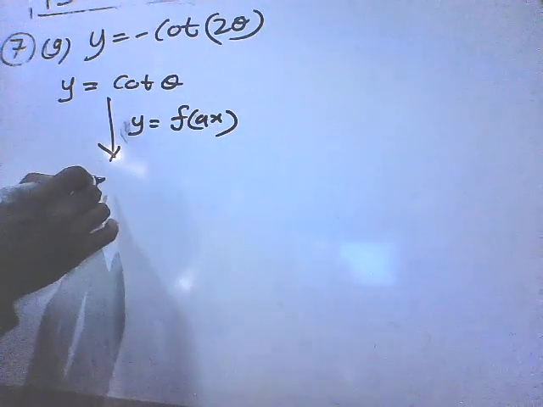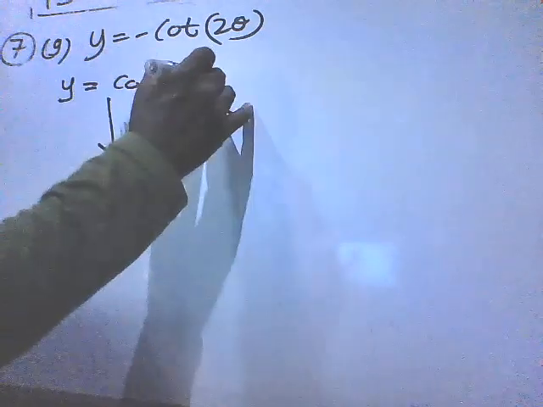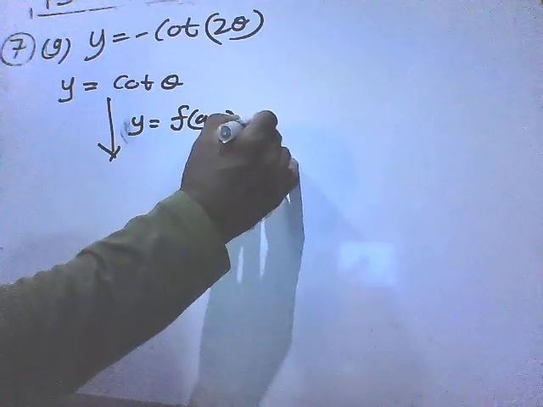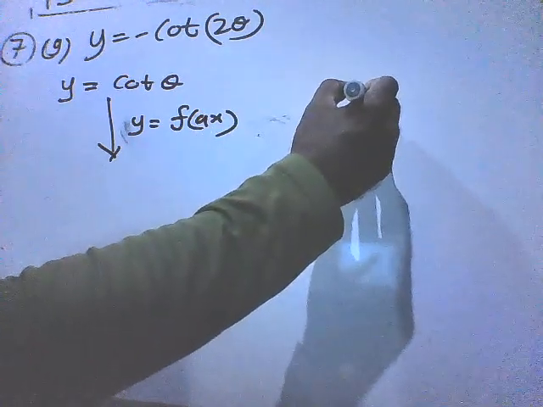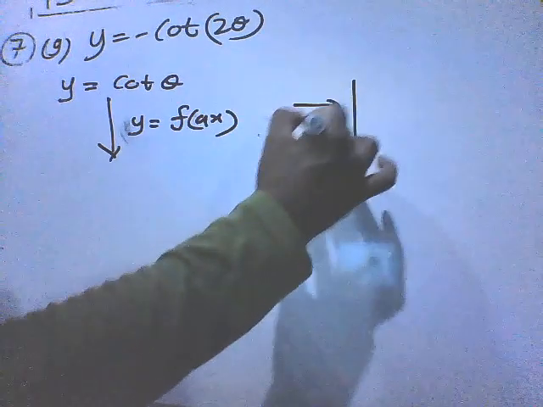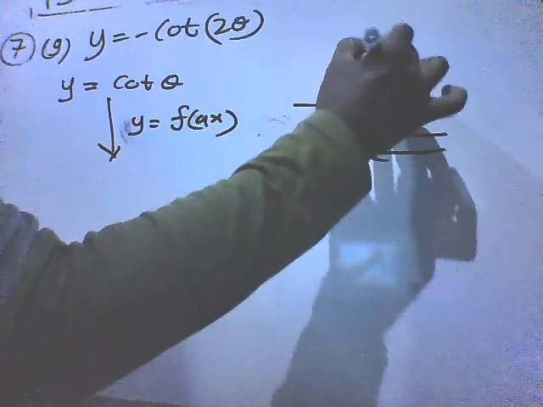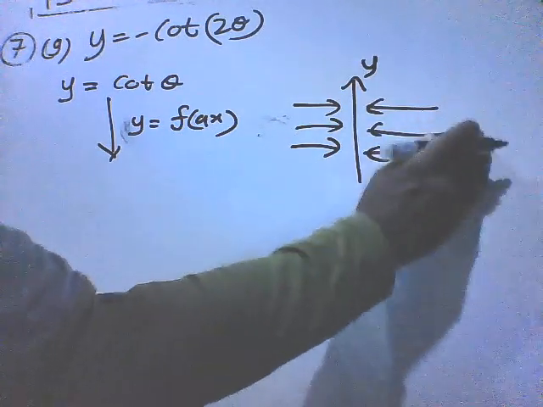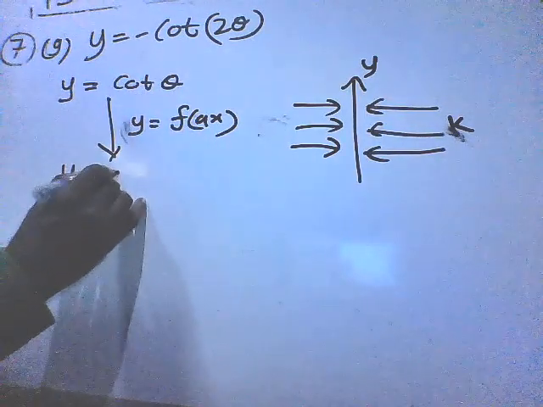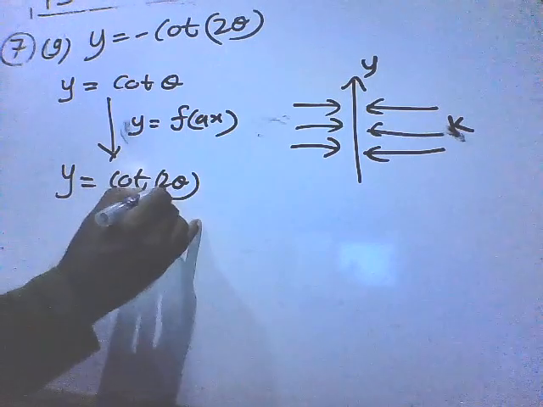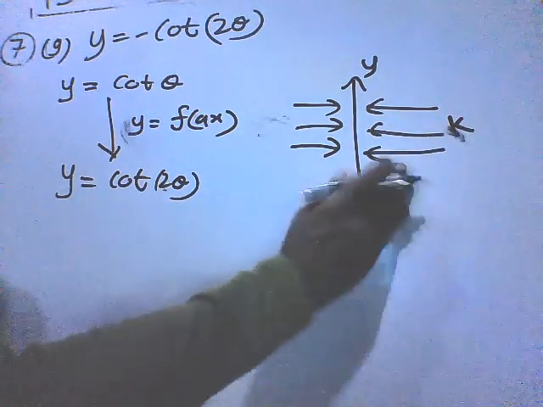What would happen is, the cot theta graph, this is the graph. It again stretches towards the y-axis. Now we are going to make it y equals cot 2 theta. You know how x behaves, so the scale factor k would be half.